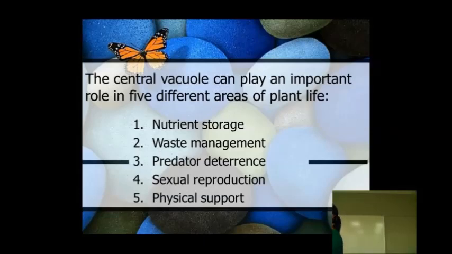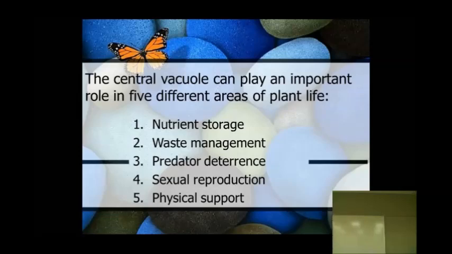So they may have something really nasty tasting inside of them, or something poisonous or stinging, so that when predators get near the plants, they tend to learn that it tastes bad, or it causes their mouth to sting, or it kills them, and then they don't eat too many of them because it's got its natural deterrence. It helps in the sexual reproduction of the cell by helping the plants attract pollinators, and it provides physical support.